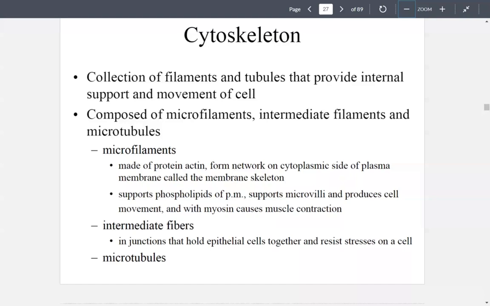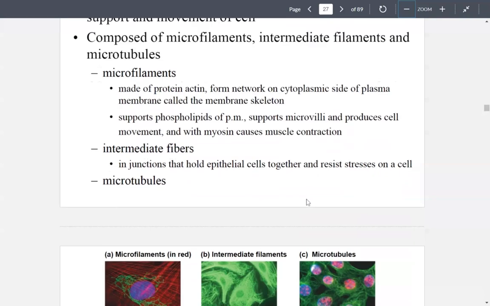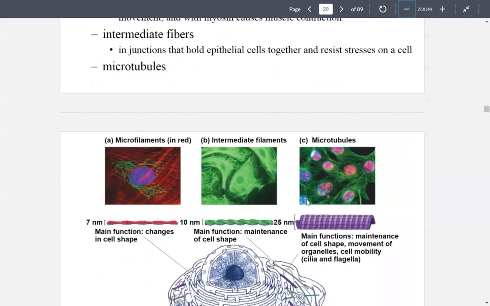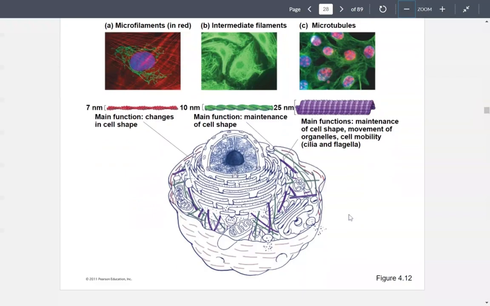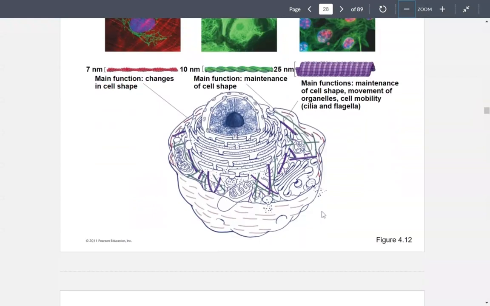If we're talking intermediate fibers, these are going to be fibers that form junctions that hold your epithelial cells together and resist stresses on a cell. They are usually going to form what are called tight junctions, which help keep the cells together and withstand those stresses that would pull them apart. We also have microtubules, which are going to be just what they sound like. They're going to help maintain the cell shape and move organelles within. They're also going to be found within structures called cilia and flagella, which we'll talk about in a moment.